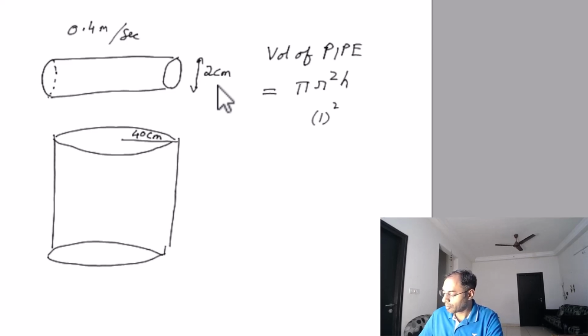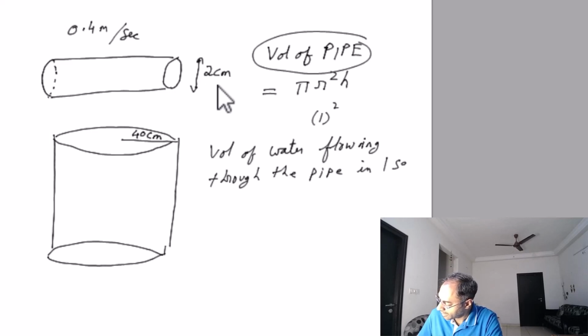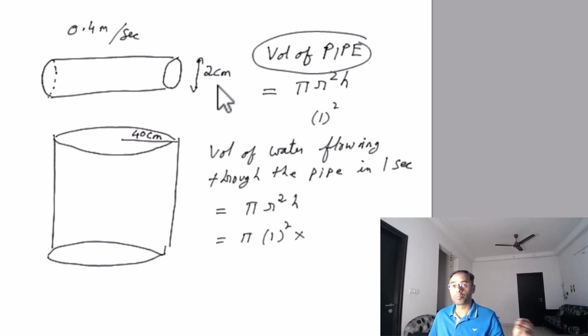So volume of pipe, I would rather reframe it as volume of water flowing through the pipe in 1 second. So it is not volume of the pipe, it is volume of water flowing through the pipe in 1 second. Let me reiterate the formula, pi r square h. So pi remains as it is, r square is 1 square into height. Height is 0.4 meters.